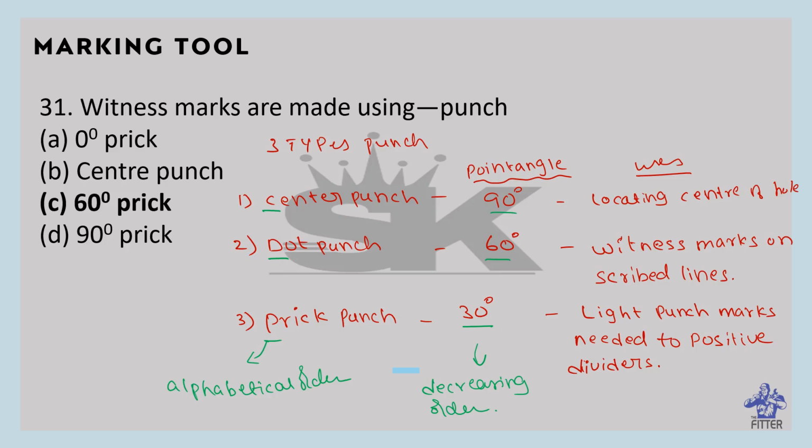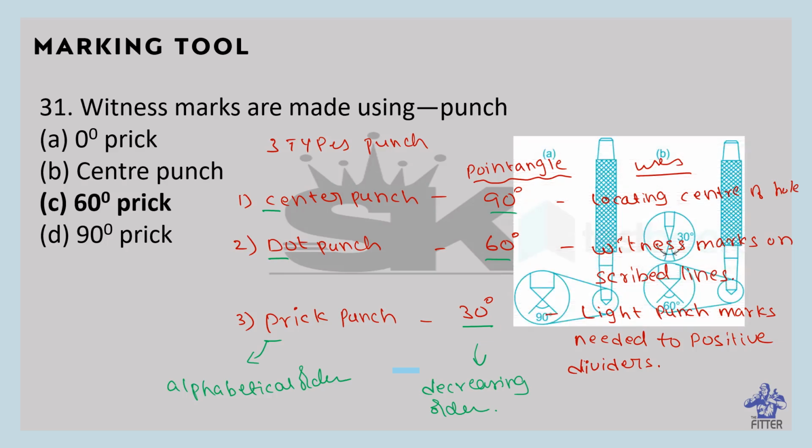You may get confused, that's why I'm giving you the shortcut. Sorry for the inconvenience. Here at 90 degrees you can observe the center punch, at 60 degrees the dot punch, and at 30 degrees the prick punch.